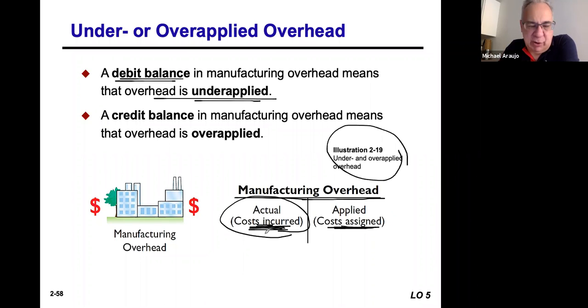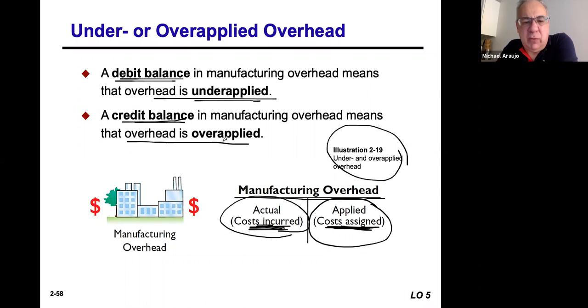But what if the opposite occurred? What if we thought we were going to spend a lot more than we actually did? Well, then there would be a credit balance left in manufacturing overhead. And that means that our overhead was overapplied, which means we actually subtracted out more costs than we actually incurred, which means that our costs are bigger than they need to be, and our profit is smaller than it needs to be. And that basically is the under and over for manufacturing overhead here.